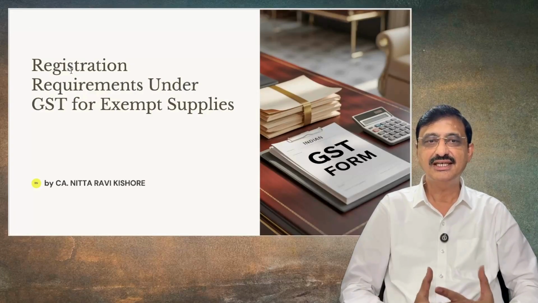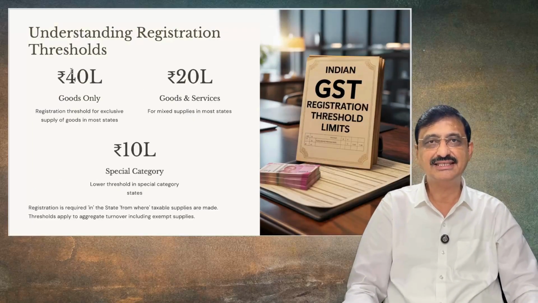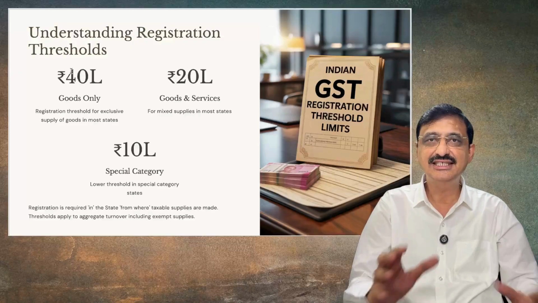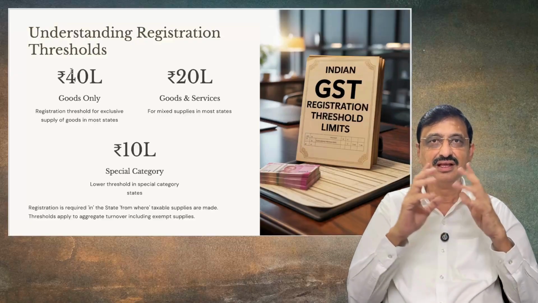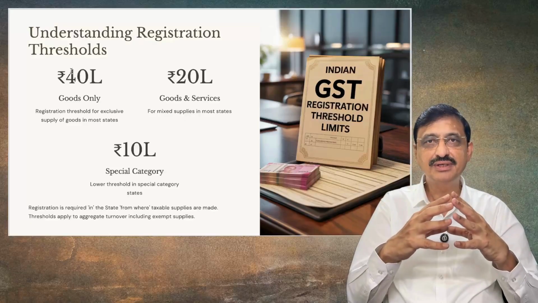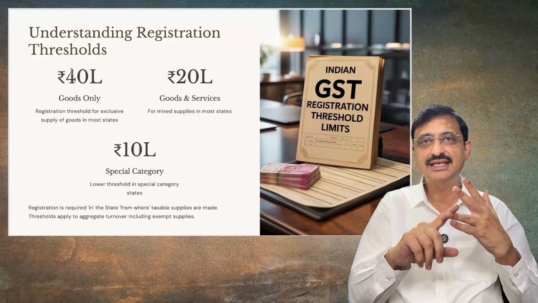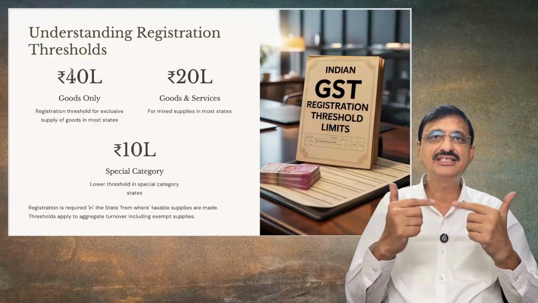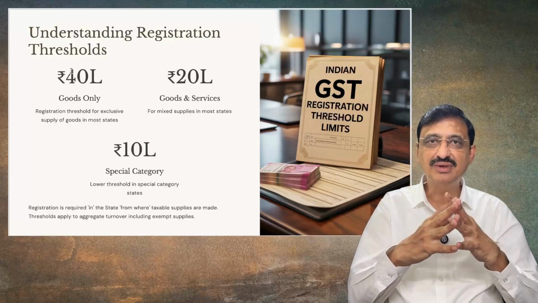Registration requirements under GST for exempt supplies. Sections 22, 23, 24 of the CGST Act deal with registration. Where the aggregate turnover of a person exceeds the threshold limit, registration is mandatory. Aggregate turnover means both taxable as well as exempted supplies.